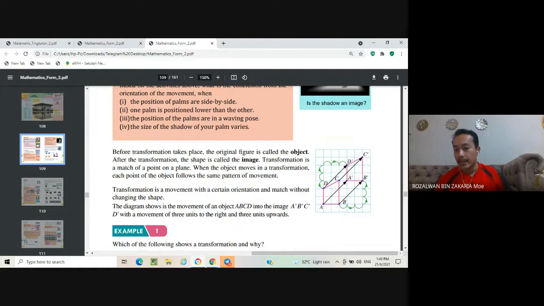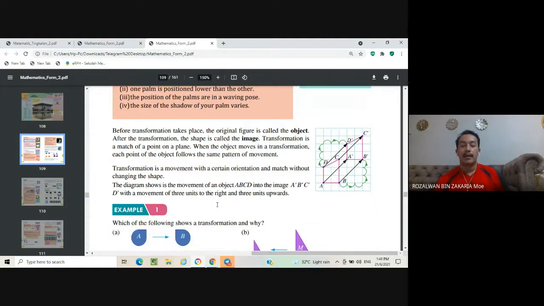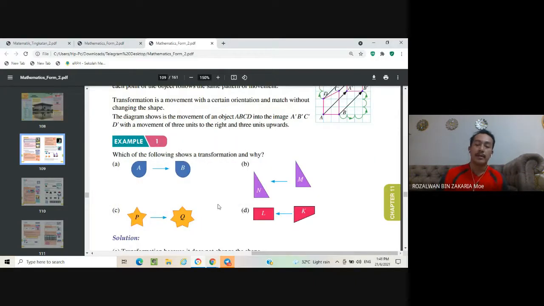So after that you join the points for the image here, then you will get the image for the shape A, B, C, D, this one. All right, now look at this one. Example 1. Which of the following shows a transformation and why?